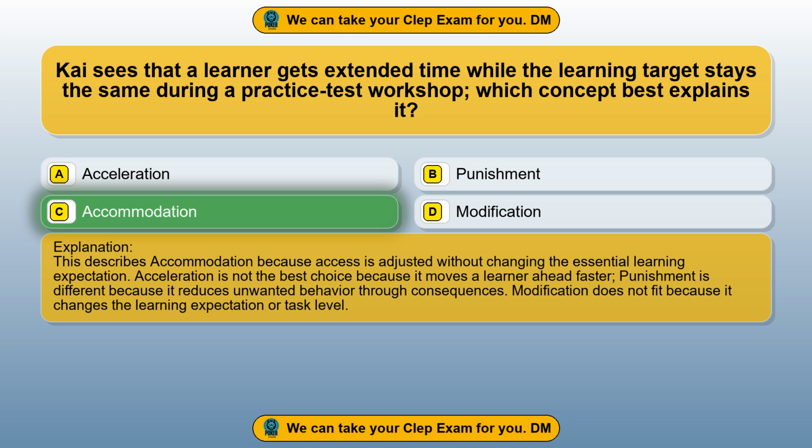This describes accommodation because access is adjusted without changing the essential learning expectation. Acceleration is not the best choice because it moves a learner ahead faster. Punishment is different because it reduces unwanted behavior through consequences. Modification does not fit because it changes the learning expectation or task level.